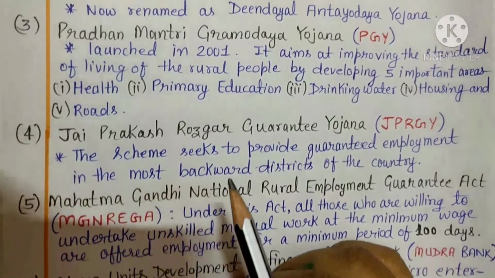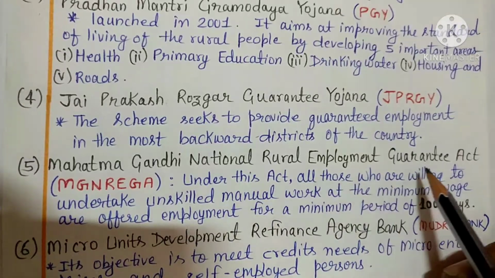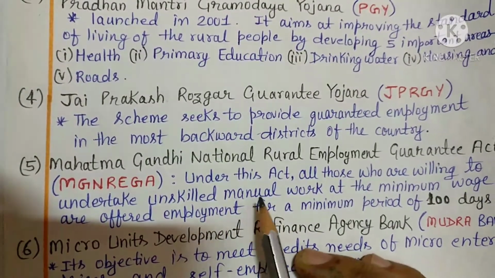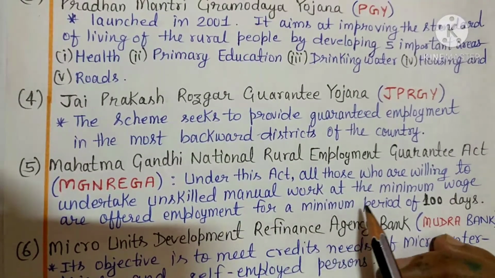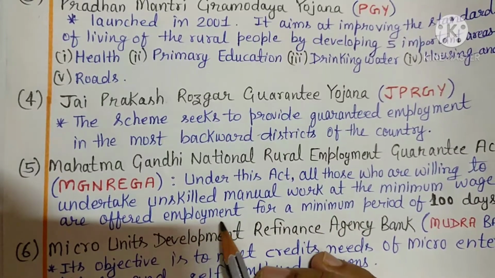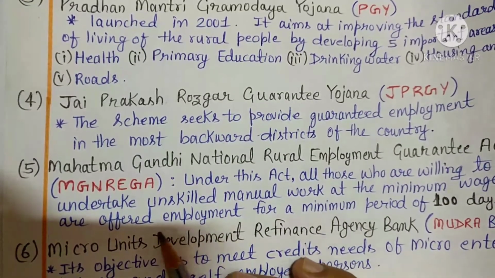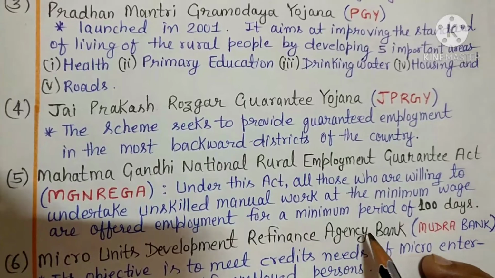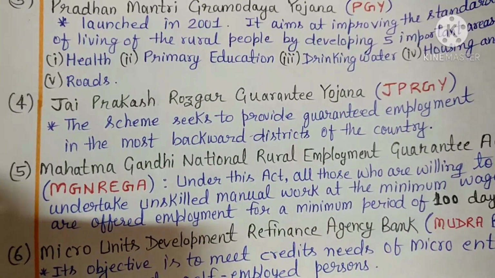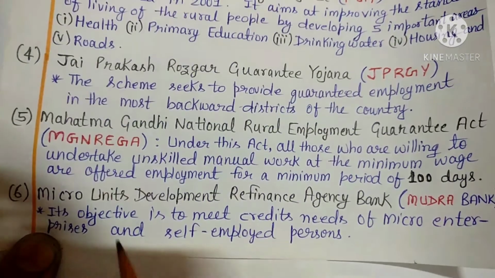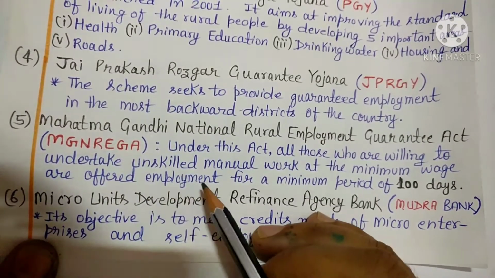Okay, then comes MGNREGA, the Mahatma Gandhi National Rural Employment Guarantee Act. This is a very famous scheme. Under this act, all those who are willing to undertake unskilled manual work at the minimum wage are offered employment for a minimum period of 100 days. So for 100 days they are not going to be unemployed. This program was very famous in rural areas.